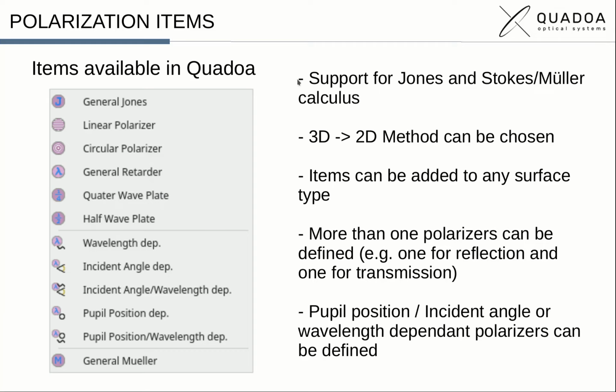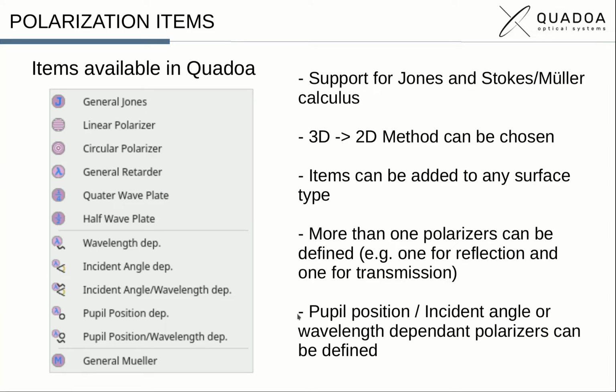Quadoa fully supports the Jones as well as the Stokes-Müller calculus for partially polarized light, and the methods for how to get your 3D electrical field into the local coordinate system can freely be chosen for each element. The items are compatible with any of the available surface geometries, which means that you can also add, for example, a retarder to a curved surface or an aspheric surface and things like that. And also more than one polarizer can be defined for a surface, for example, if there are two sequences, one for reflection and one for transmission.